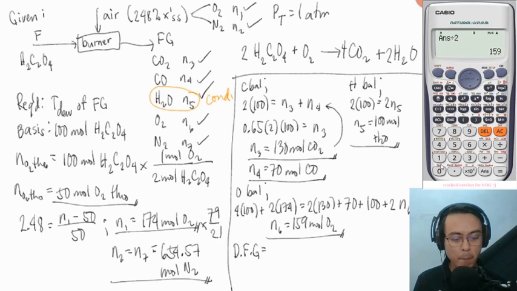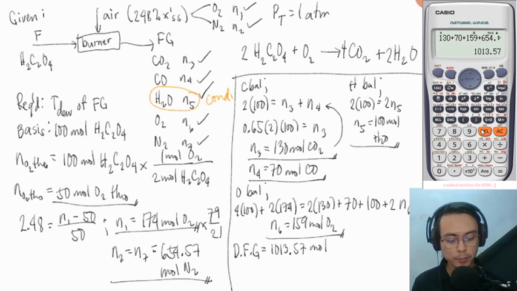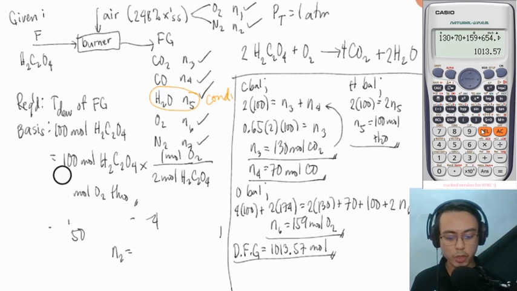So that is CO2 130, CO 70, O2 159, N2 654.57. That is 1013.57 mole dry flue gas. And how much mole is your water? 100 moles of water. So let me erase this part. We will solve for the dew point temperature here.